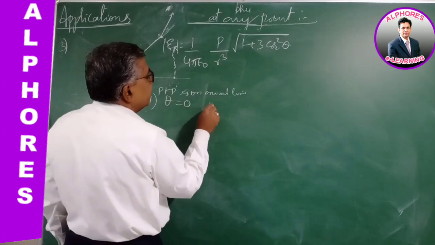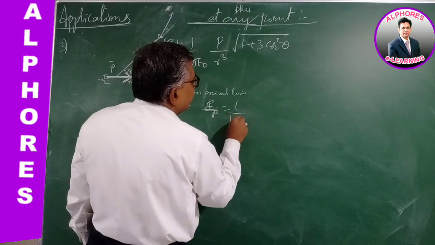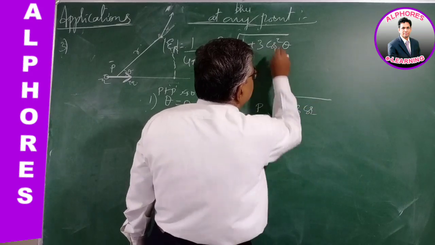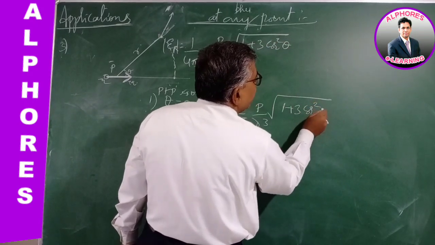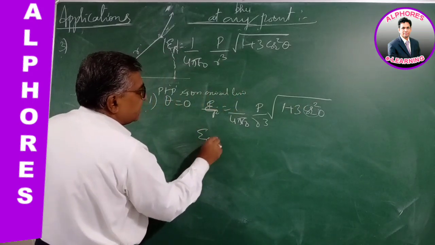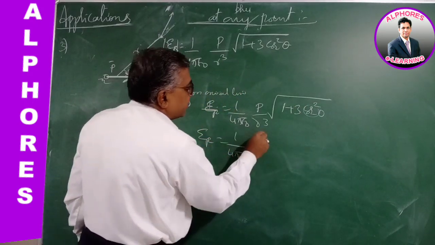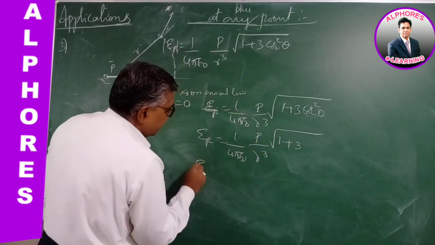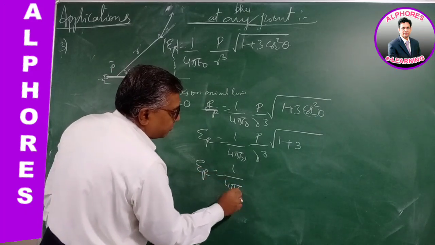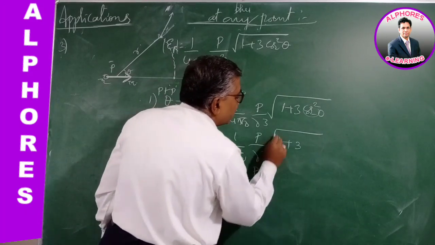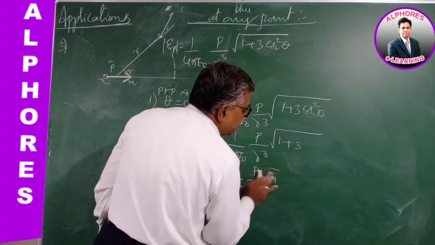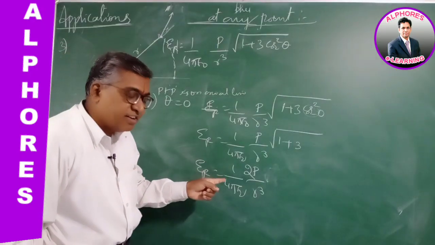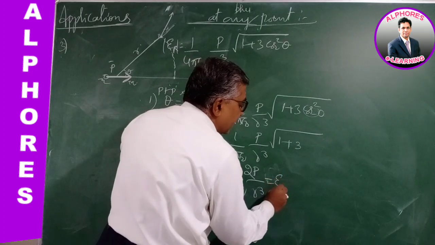Now if I substitute 0, its electric field intensity is 1 by 4 pi epsilon naught, P by r cube, root of 1 plus 3 cos square 0. We know cos 0 is 1. So the resultant electric field intensity is 1 by 4 pi epsilon naught, P by r cube, root of 1 plus 3 into 1, which is root 4, that is 2P by r cube. This is the electric field we have evaluated earlier, the electric field on the axial line.